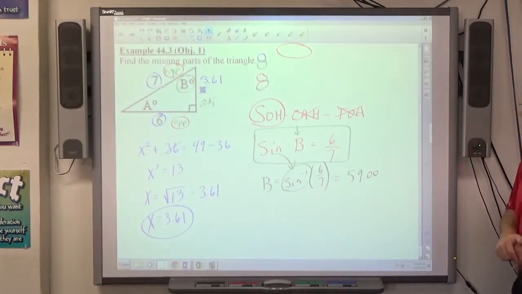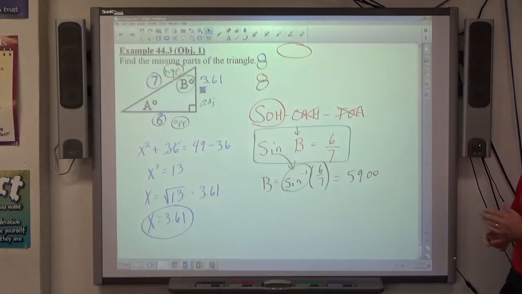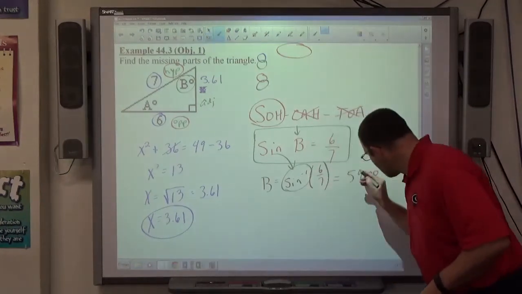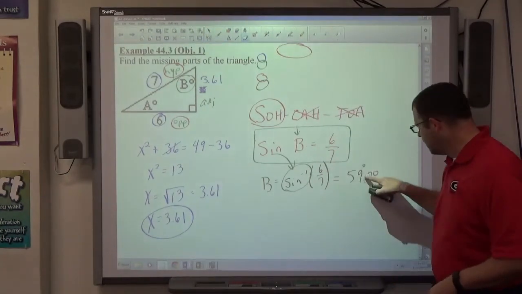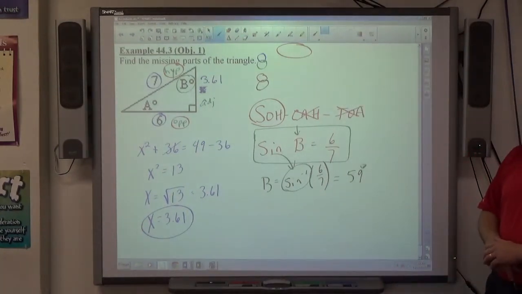And again, that came out to 58.997, so it rounds up to 59.00, better known as 59. Feel free to leave the decimals off when it's 0.00. B is equal to 59 degrees.